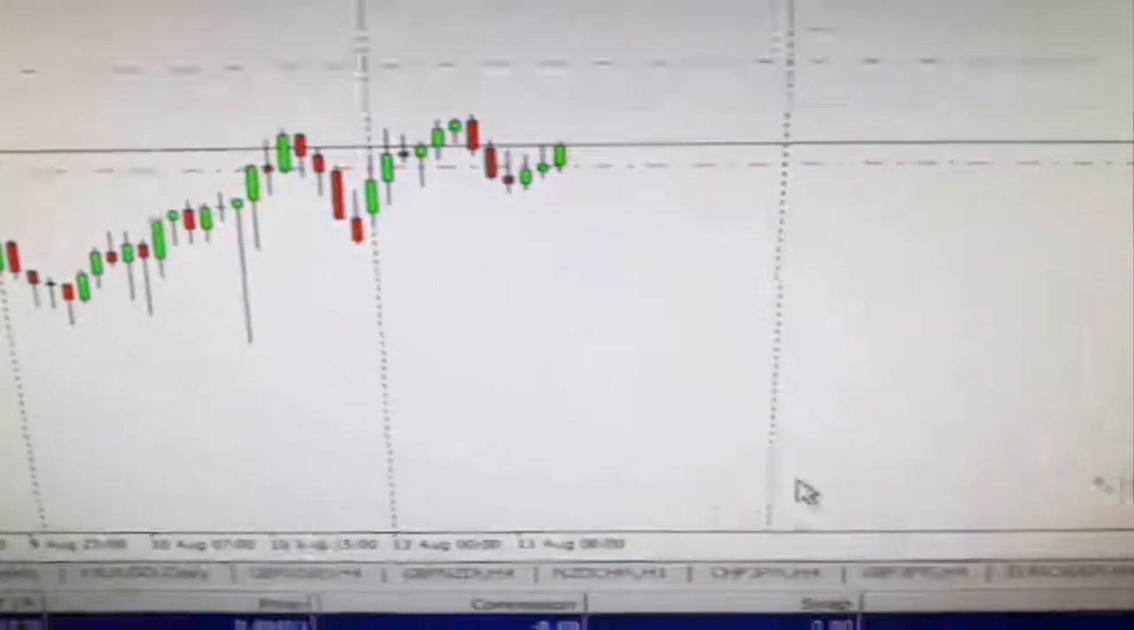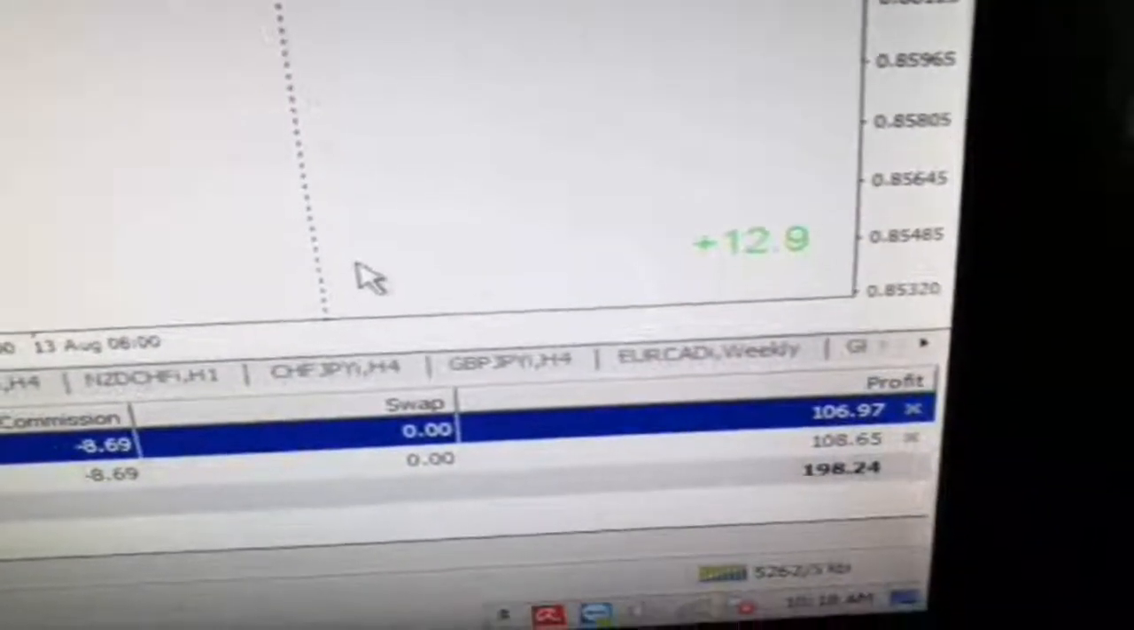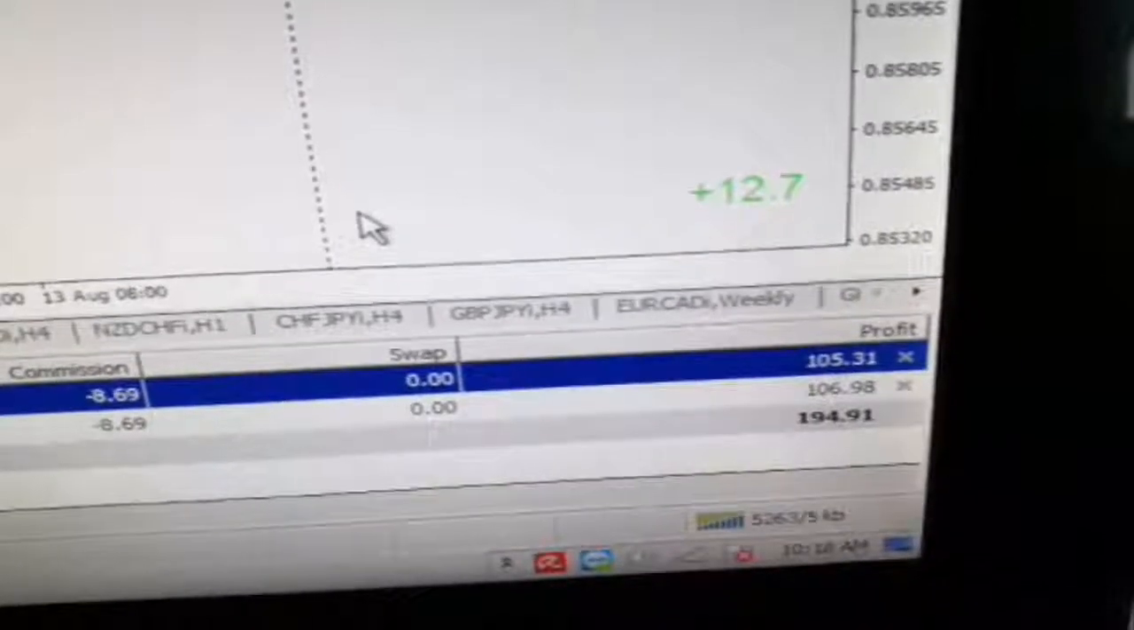I'm still anticipating it to reach a decent profit level, which is around, let's just see if this thing pops up. Yeah, about $500 for the day. But it's playing fairly decent from where I got in.